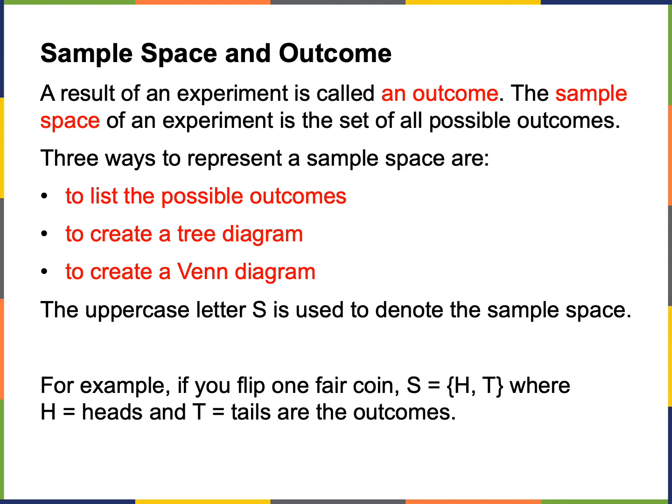The sample space of an experiment is the set of all possible outcomes. There are three ways to represent a sample space: you can list all the possible outcomes, create a tree diagram, or a Venn diagram. The capital S is used to denote the sample space. For instance, when you flip a coin, the sample space S consists of either getting heads, H, or tails, T. There are only two possibilities when you flip a coin, where H and T are the outcomes.